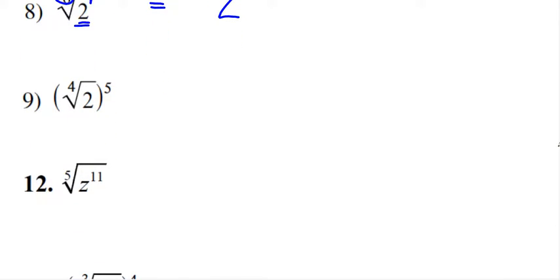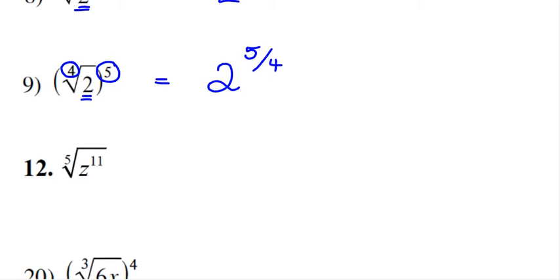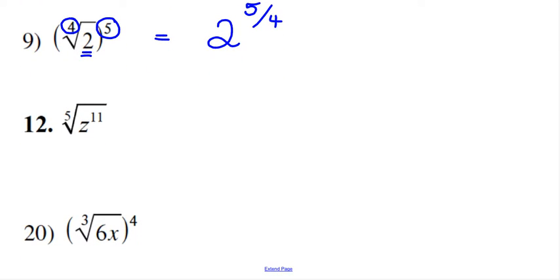All right, next one. 2 is our base. That's our radicand. Our denominator is our index, which is 4. And then our power is our numerator. So we say this is 2 raised to the 5/4 power. A couple more.